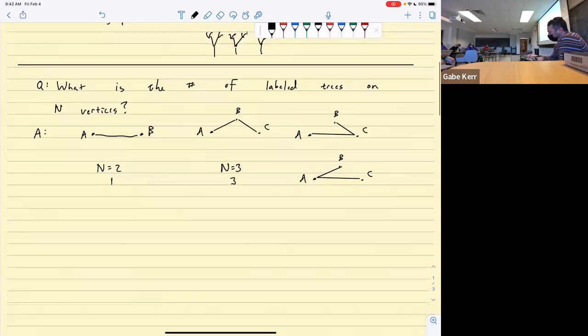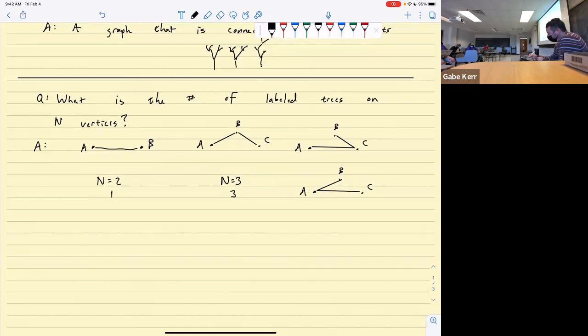I won't draw them all out, but for n equaling 4, there's 16. Any thoughts? You might be able to see a pattern from that. It's a little hard. Do you want n equaling 5? I'm going to give it to you. Or not. Now you can see a pattern, right?